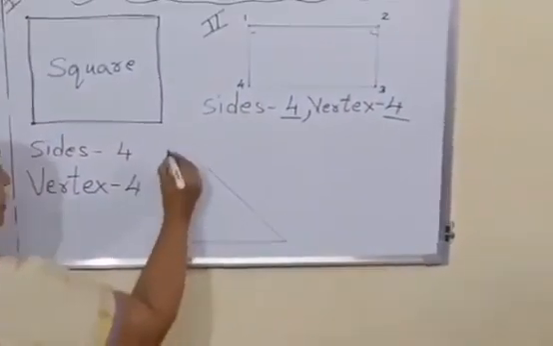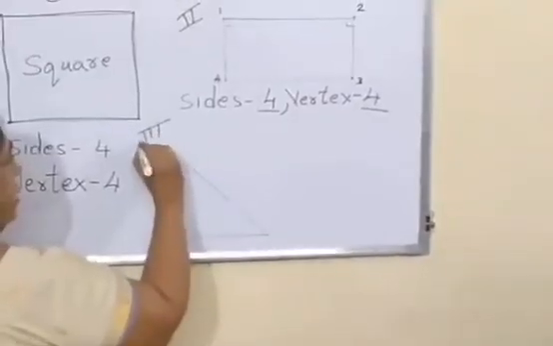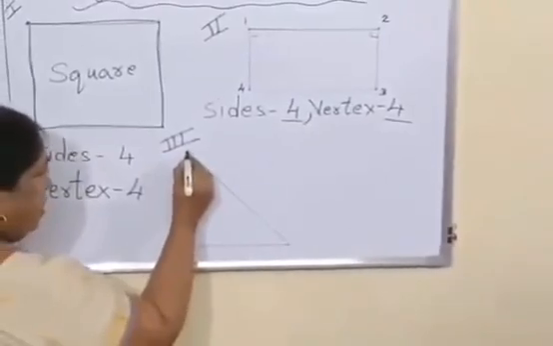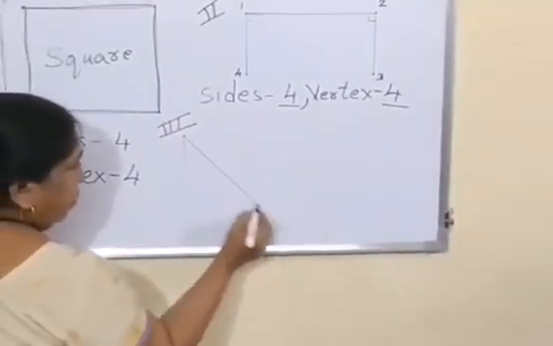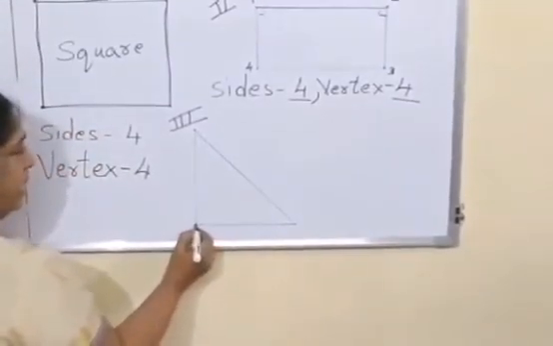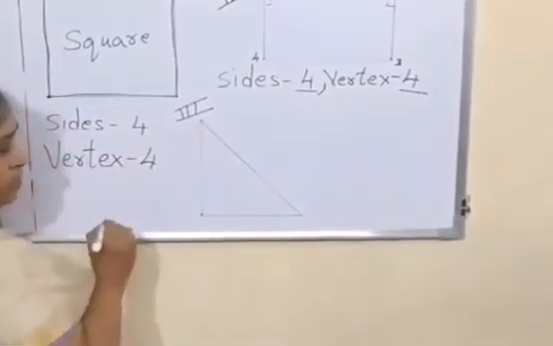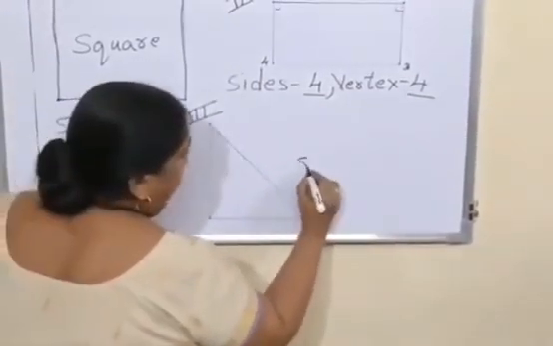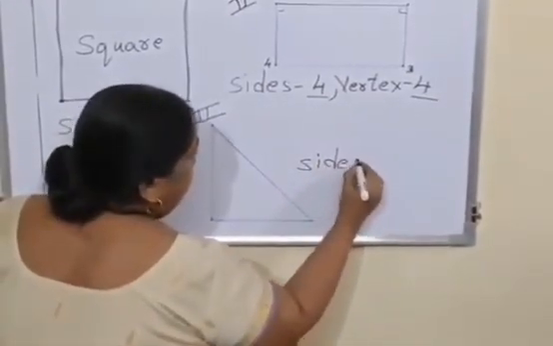Now let us go to the third figure, that is the triangle. Now triangle has how many sides? See here. From here to here, one side. From here to here, second side, and from here to here, third. So there are 1, 2 and 3 sides. So triangle has how many sides?